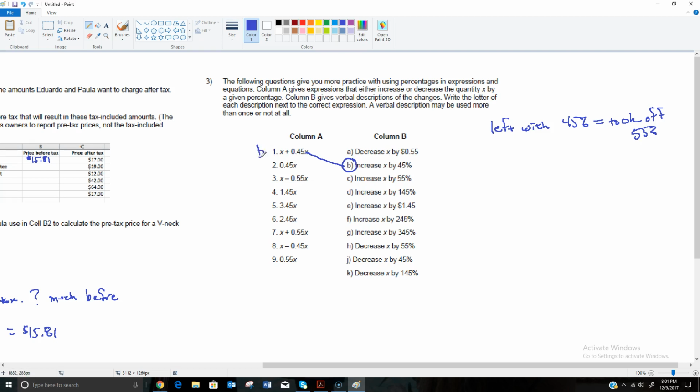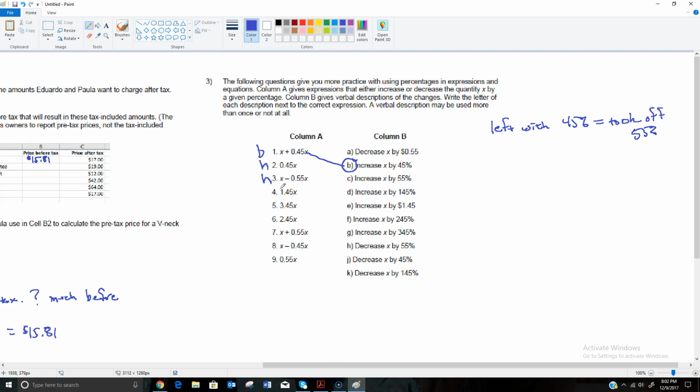I'm going to write these in front. I think the lines are going to get too confusing. And I'm not going to cross these out because we may actually reuse some of them. So decreasing by 55%. X minus 0.55x. Well, that's actually a more direct way of doing what we just did. Start with our dollar amount, take off 55%. So that is also a decrease of 55%.